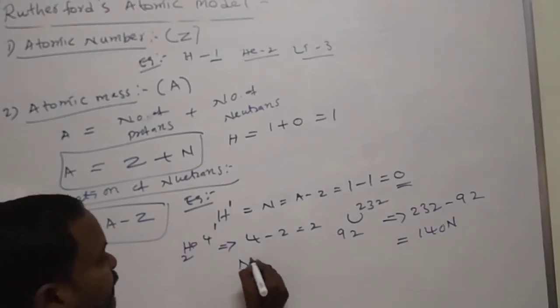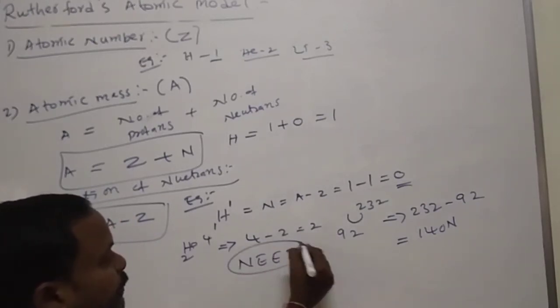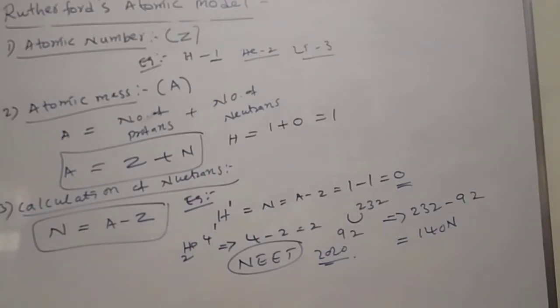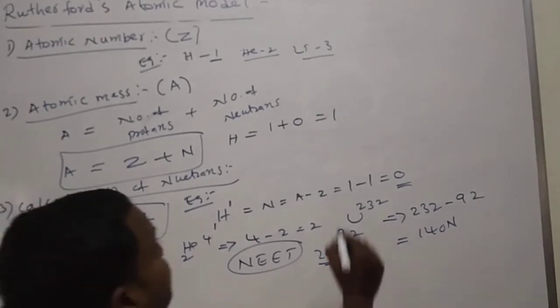The NEET examination asked one question in 2020: calculate the number of neutrons. How do we calculate the number of neutrons? N is equal to A minus Z. By using this method, we calculate the number of neutrons. And in continuation, we'll see the representation of an atom.